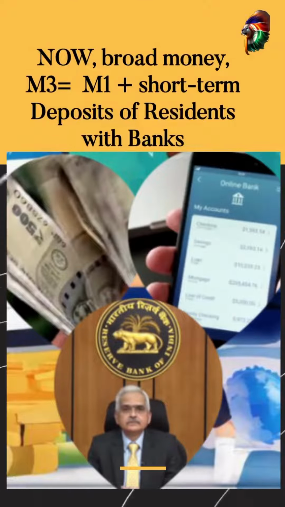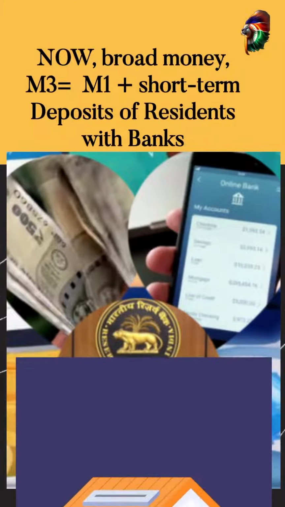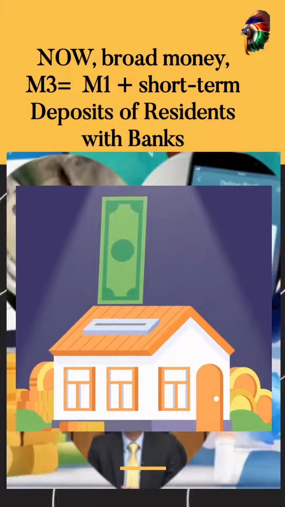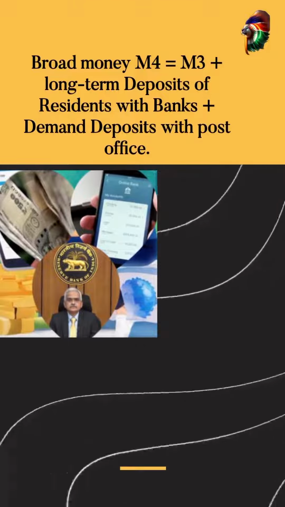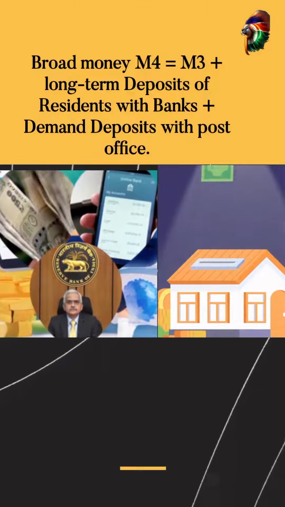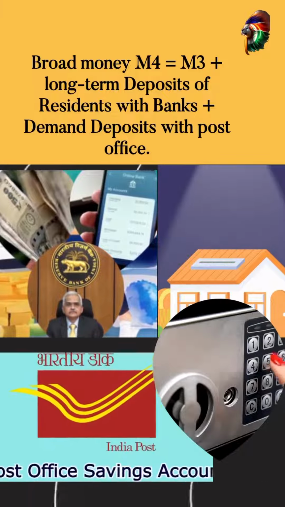Now, broad money, M3, is equal to M1 and short-term deposits of residents with banks. Broad money M4 is equal to M3 plus long-term deposits of residents with banks and demand deposits with the post office.